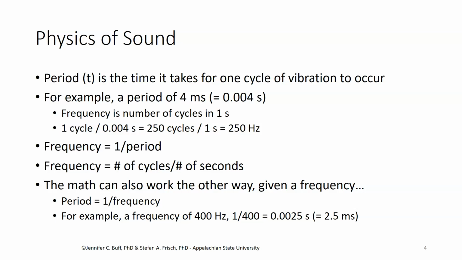For one of these repetitive sounds, the period, in terms of the duration of time, is the time it takes for one cycle of vibration to occur. If we have a period of 4 milliseconds, for example, 0.004 seconds, the number of cycles in 1 second can be computed by taking that one cycle, dividing it by the period of 0.004 to get us 250 cycles per second, or a frequency of 250 hertz. So our formula for frequency is 1 divided by the period.